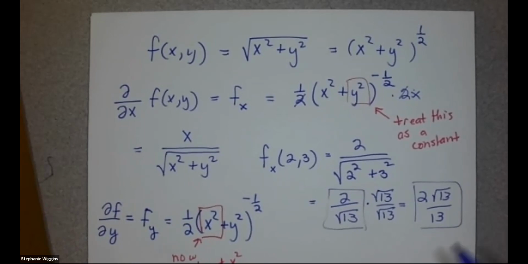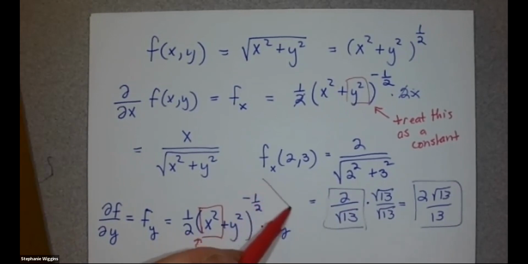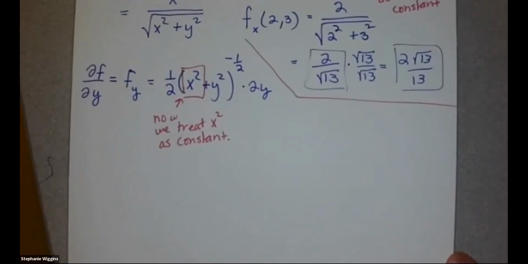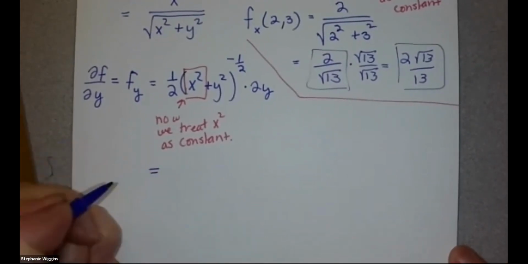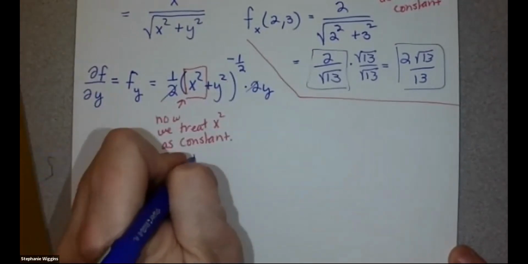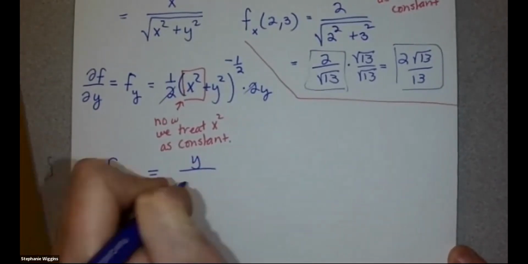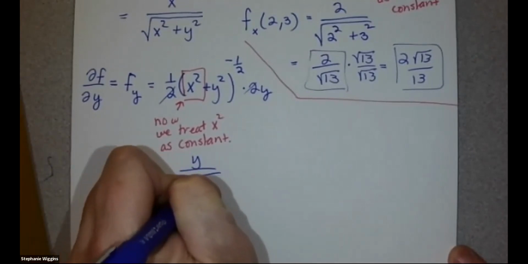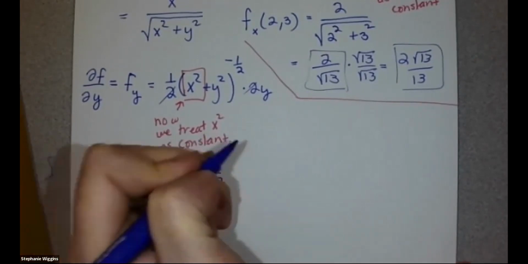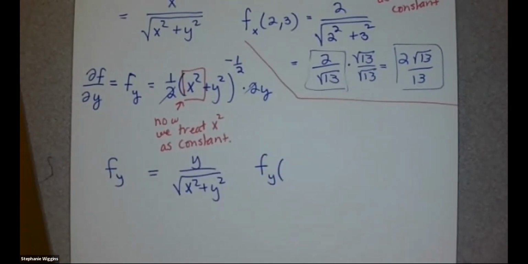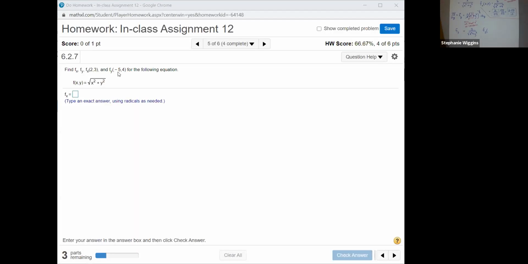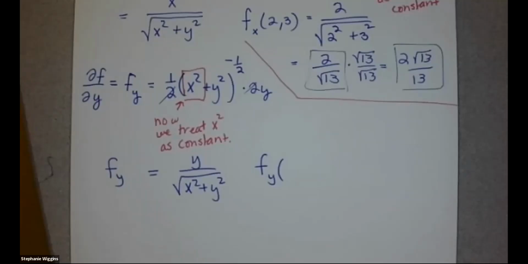Okay, so we're going to multiply by 2y, and the 2's cancel, and I get y over the square root of x squared plus y squared. And then when we evaluate that, I forget the number that we're supposed to plug in. We're plugging negative 5, 4 in this time.